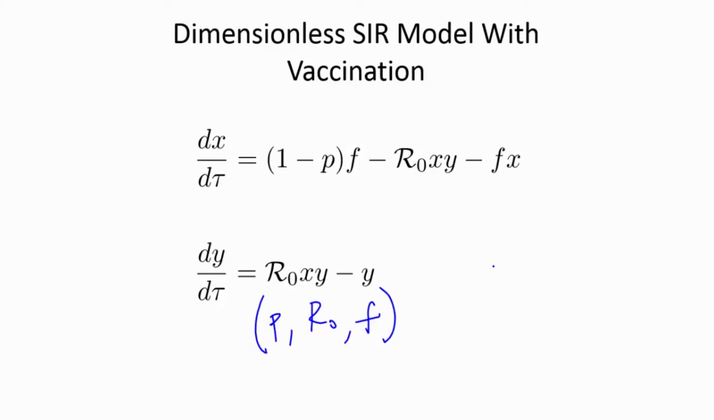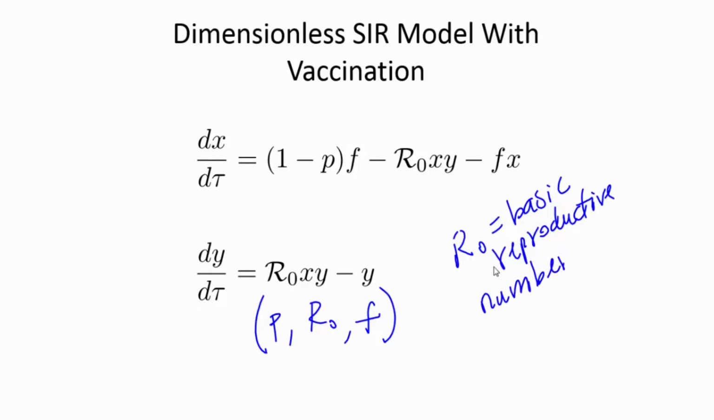Okay, and here r0 is a very meaningful parameter. R0 denotes what we call the basic reproductive number, and we have discussed this number at length: the average number of secondary infections that are produced by an initial infected individual in a population that is completely naive, that is, an entire susceptible population.